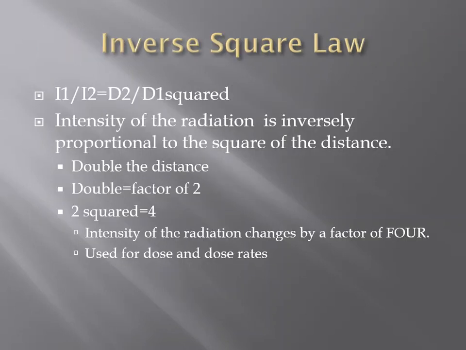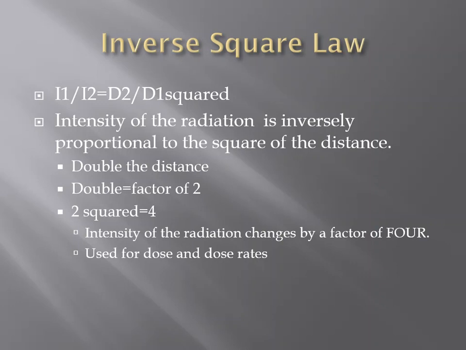Remember, we have two square laws. One is the inverse square law, and one is the direct square law. Remember when you use each one, what each one is used for. The inverse square law is the intensity of the radiation is inversely proportional to the square of the distance. So as you increase distance, your exposure goes down. So that's an inverse square law.